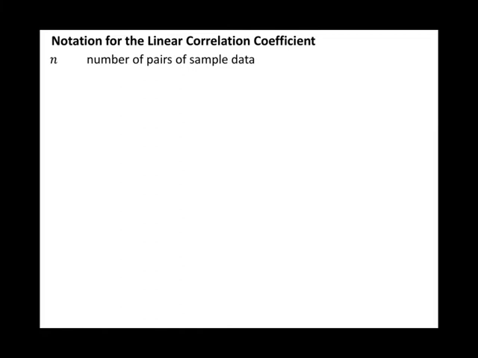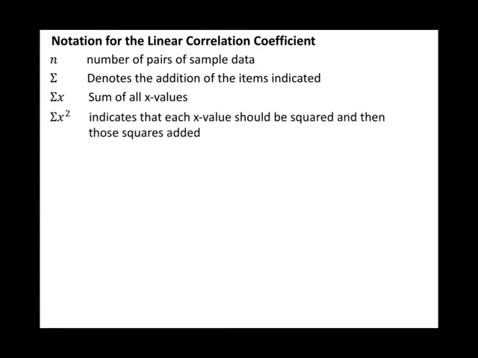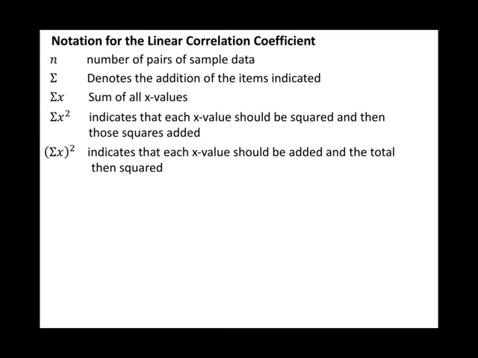Okay, notation. So N represents the number of pairs of sample data. So you're going to count how many ordered pairs you have. This is called the summation notation. It means you want to add up all the data. Summation of X, so you want to add up all the values of X. Summation X squared is talking about taking the square first and then adding it all up. And for this one, you want to add up all the X first. At the end, you want to take the square.